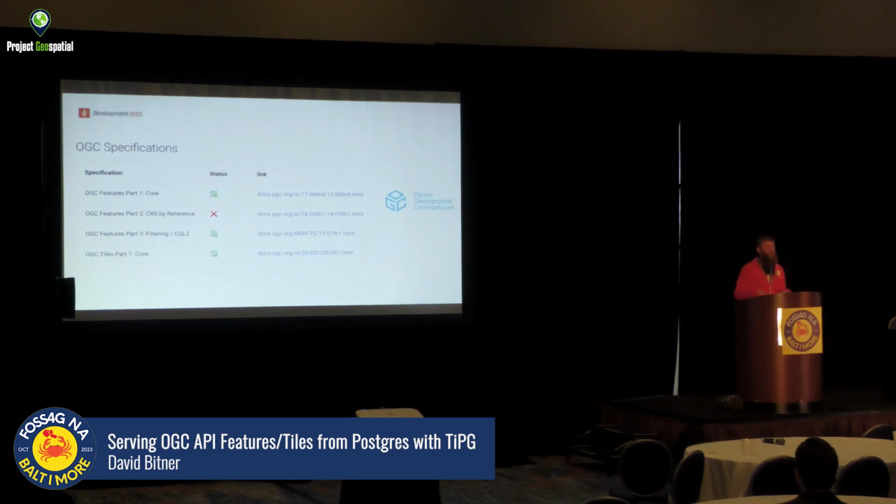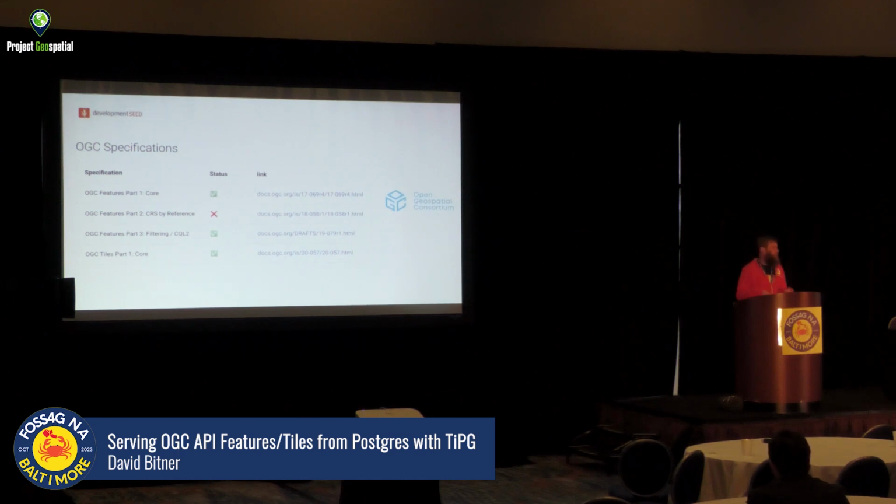So OGC API is basically the next version of WFS for those of us who've been around for a while. But rather than all the ugliness and XML and everything involved with WFS, we can use vector tiles for the tiles display and GeoJSON and JSON for all of our interaction.